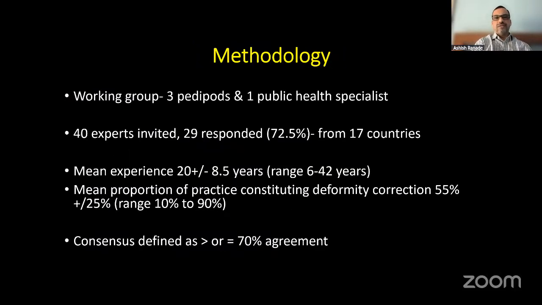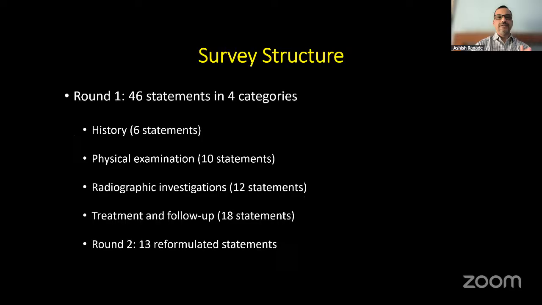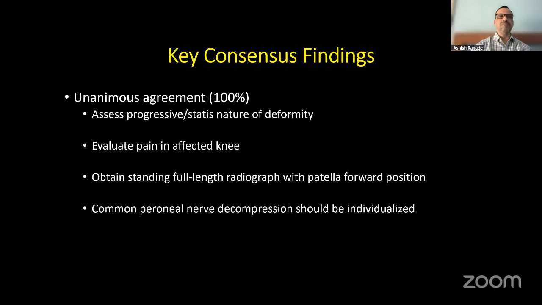Three pediatric orthopedic surgeons and one public health specialist worked on the questions. We invited 40 experts and 29 people responded, fairly experienced, with the majority practicing limb deformity surgery. We decided consensus as 70%, with two-thirds and one-third as other thresholds. We divided the survey into four sections: history, physical examination, radiographic investigations, and treatment and follow-up. There were 46 statements, and we did 2 rounds. After the second round, we reached some conclusions.